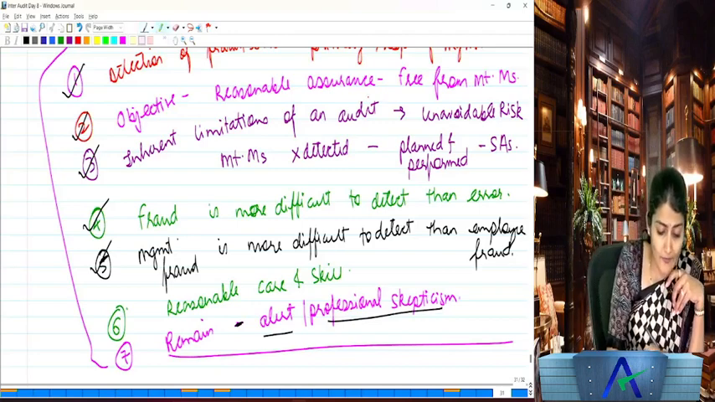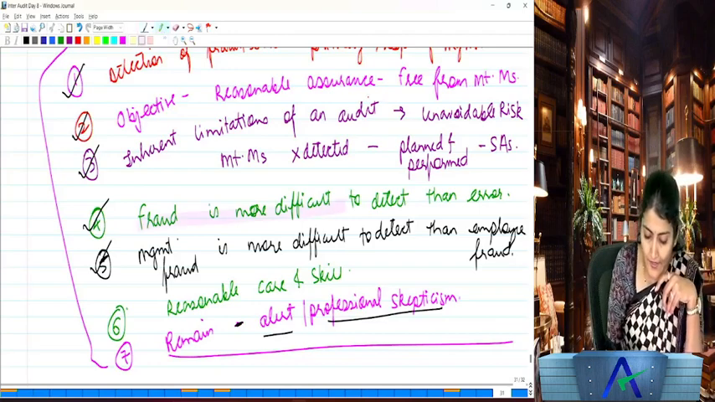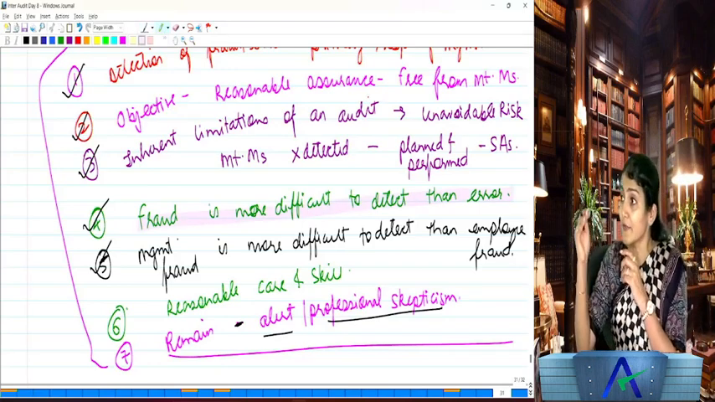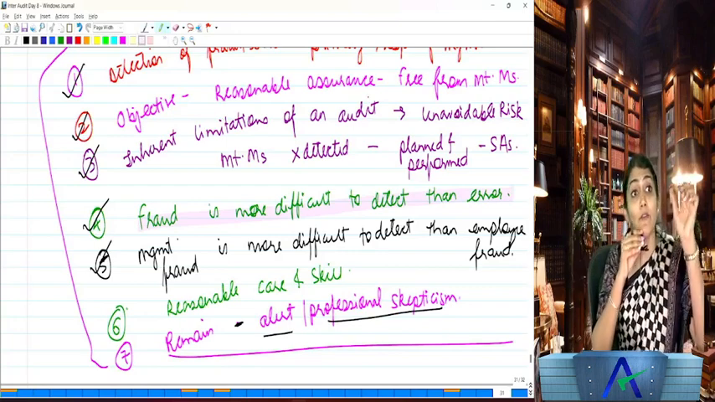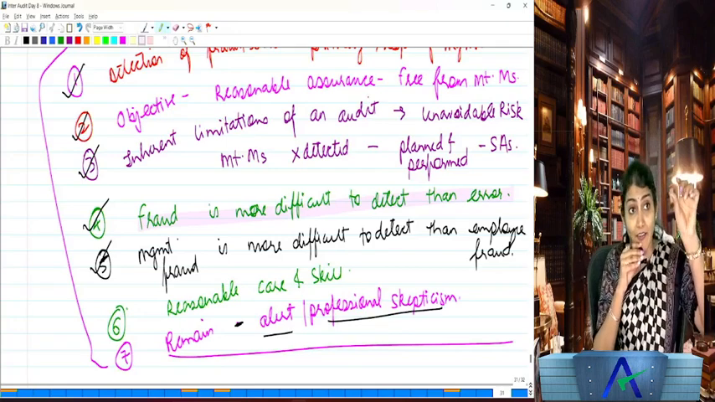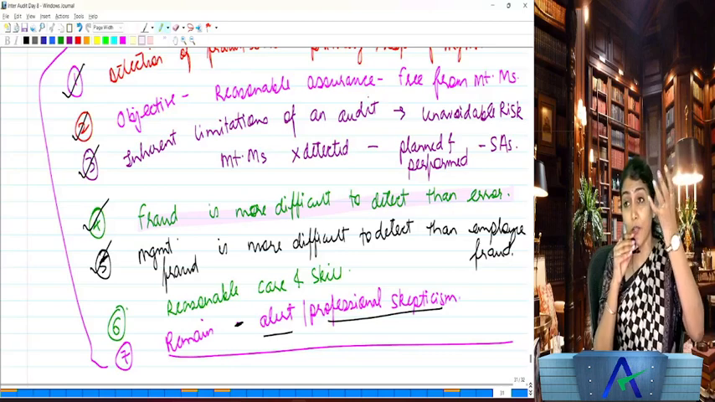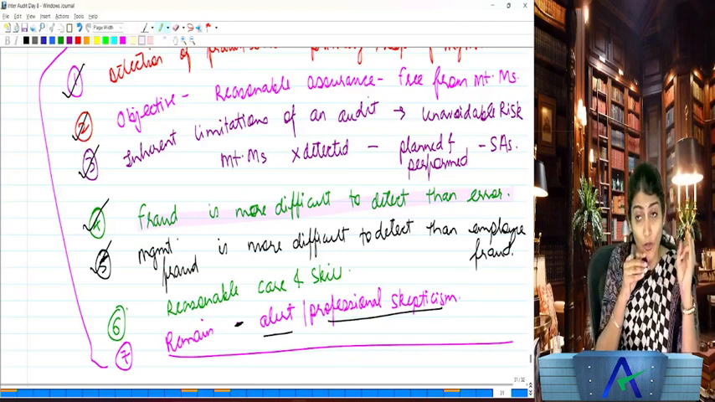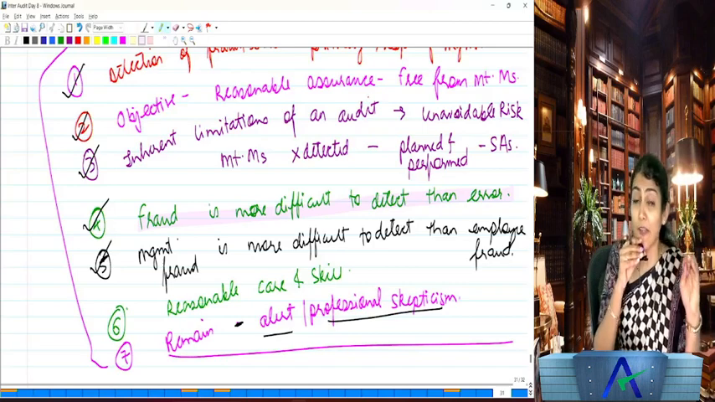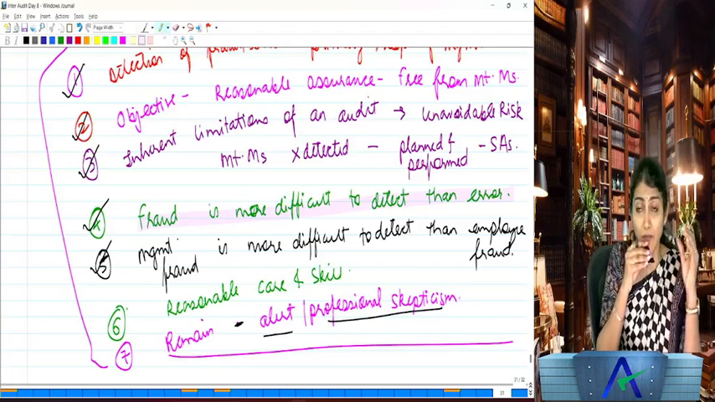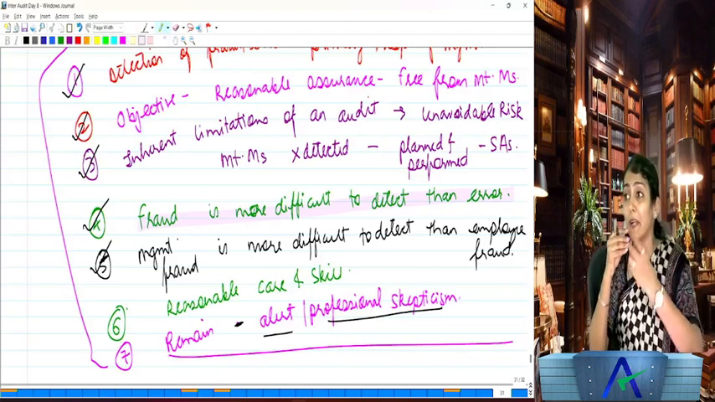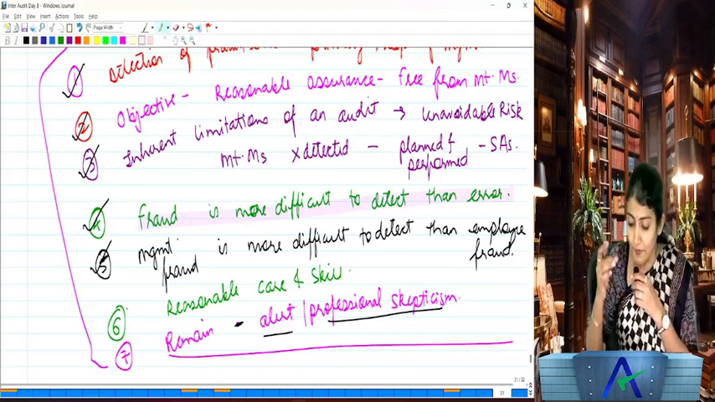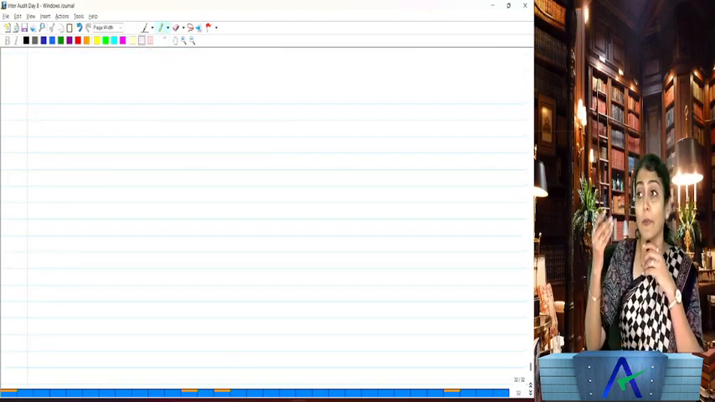Why is it so that fraud is more difficult to detect than an error? Because fraud may involve sophisticated and carefully organized schemes designed to conceal it, such as forgery, deliberate failure to record the transactions, or intentional misrepresentations being made to the auditor. And it will be even more difficult to detect if it is accompanied by collusion.